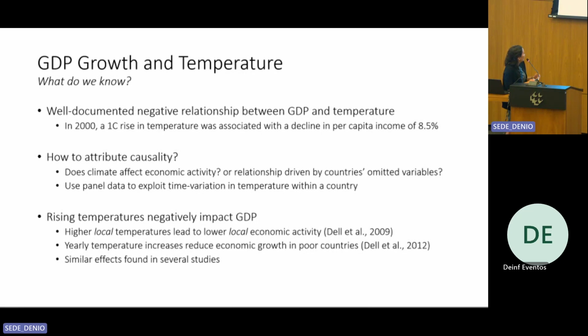So basically, just citing two studies, the first one shows that higher local temperatures, so looking at subnational temperatures, within a country lead to lower economic activity. And then another paper shows robust evidence on how yearly temperature increases reduce economic growth in poor countries. So that has been established very solidly. And other studies have found similar links: higher temperatures are harmful for GDP, especially for poor income countries. That's what the evidence suggests so far.